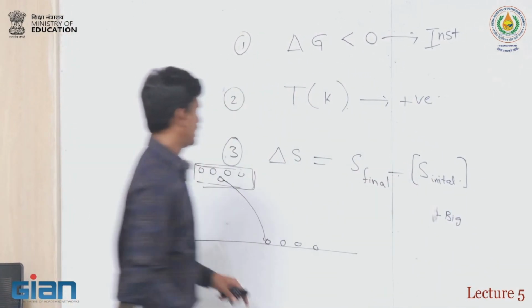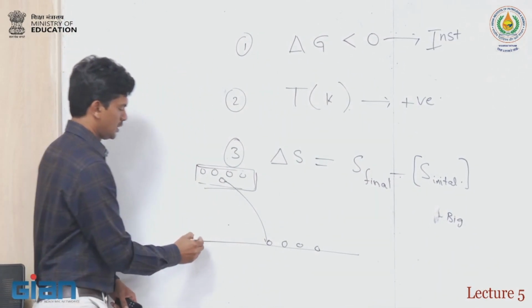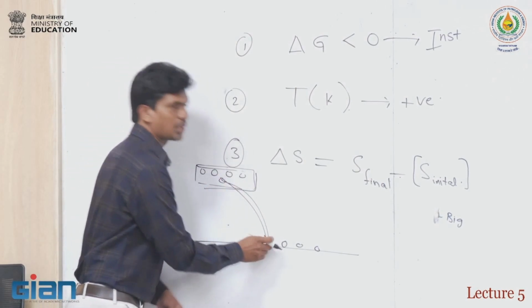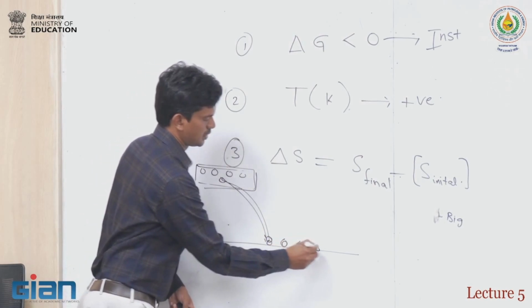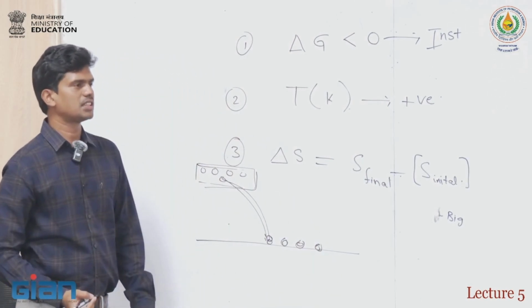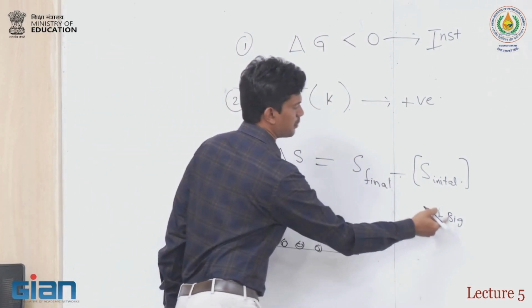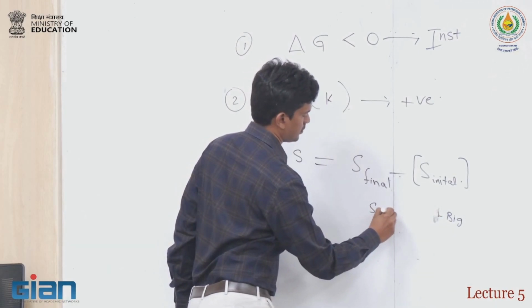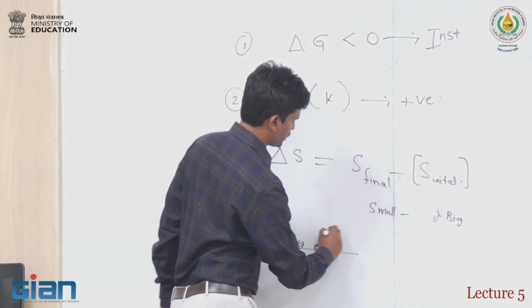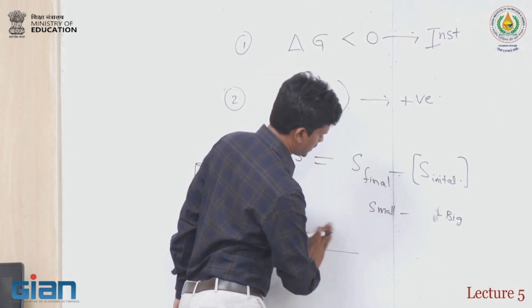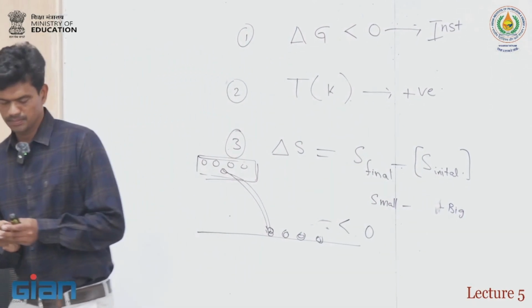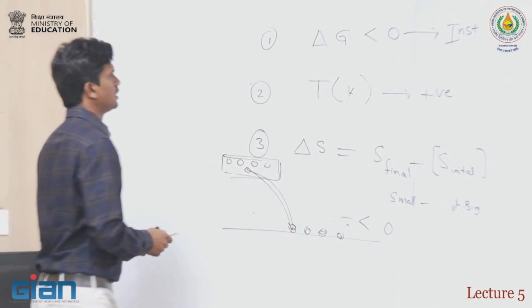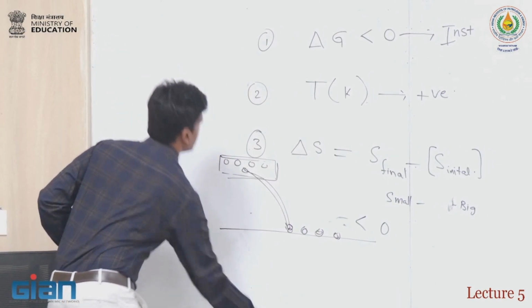And what about this final one? These gas molecules will come and adsorb onto the site, so they stick to the surface. So the randomness decreases. This is a small number compared to the initial one. Therefore delta S, small minus big, is always less than 0, right? So now look at this equation.